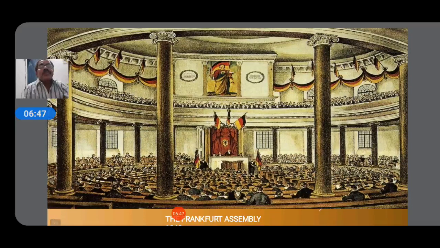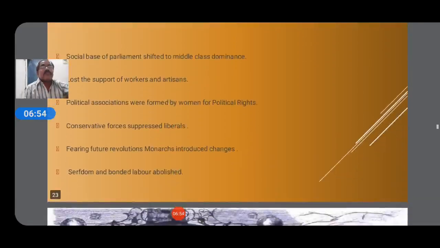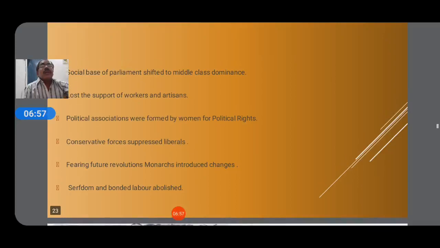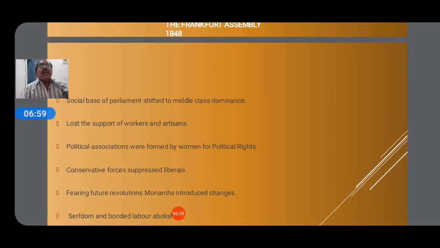Here you can observe the picture, the Frankfurt Assembly. And here, due to the revolutions, a lot of changes occurred in Europe. Mainly, the social base of parliament shifted to middle class dominance, and it lost the support of workers and artisans. Political associations were formed by women for political rights.